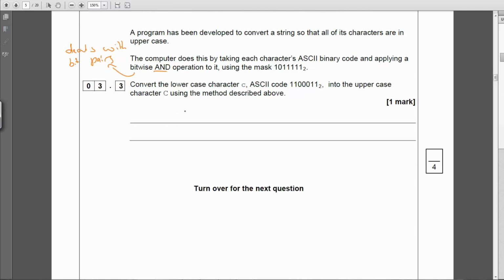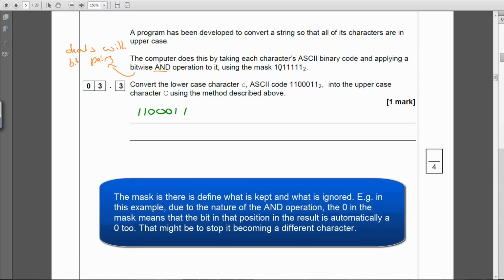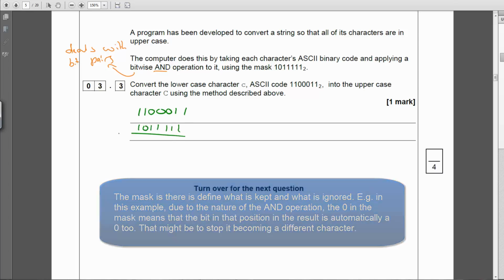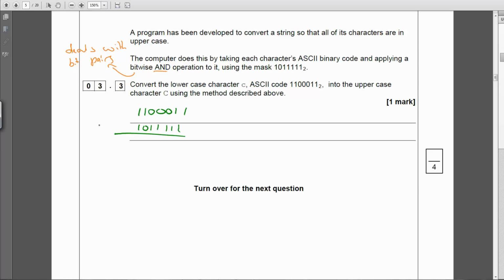So the way we'd find... Okay, I better read the question. It says convert the lowercase character c, ASCII code this, into the uppercase character C, using the method described above. So the way we're going to do this is firstly I'm going to write down lowercase c. Basically the mask is going to be used to perform the AND operation, because we need another number to actually perform it. So I'm going to line it up a bit like I would with addition, but I'm just going to write AND here so we know what we're doing. Instead of looking at it as a whole, we're looking at it in terms of the individual bits.